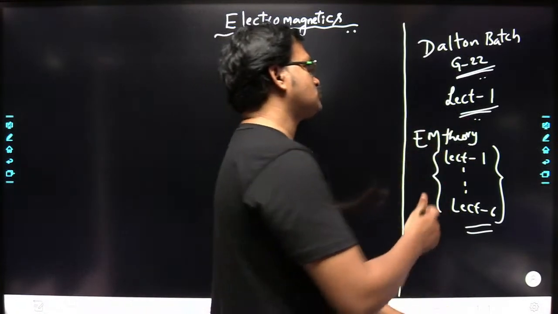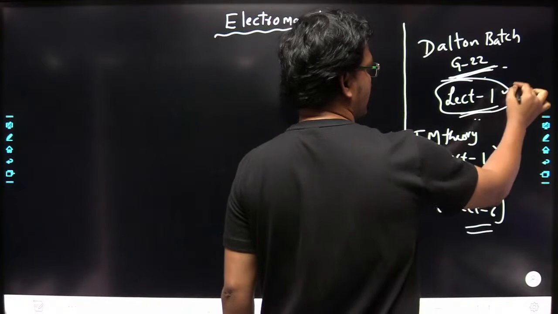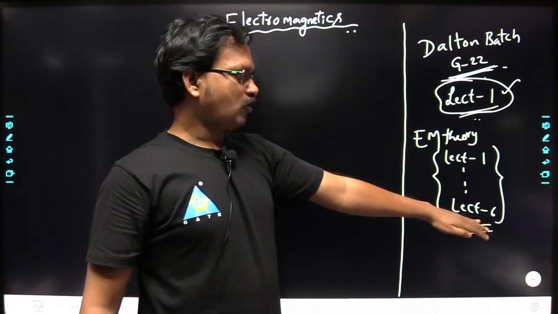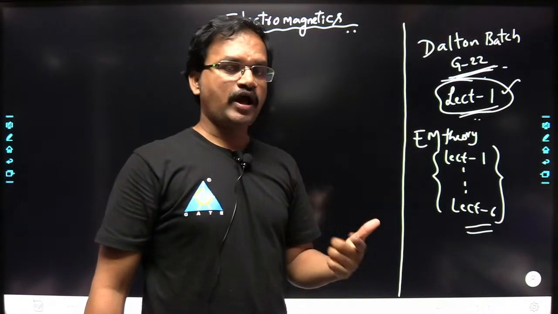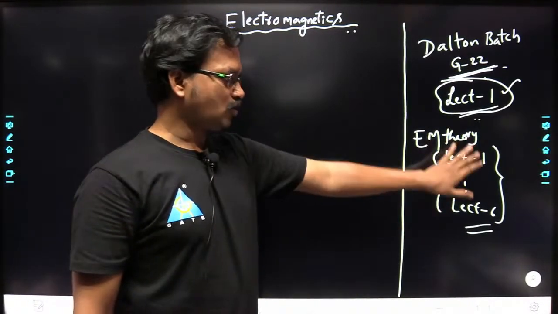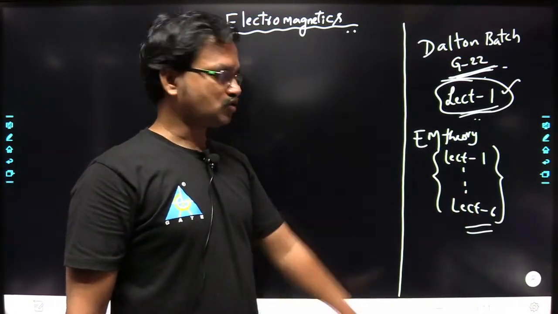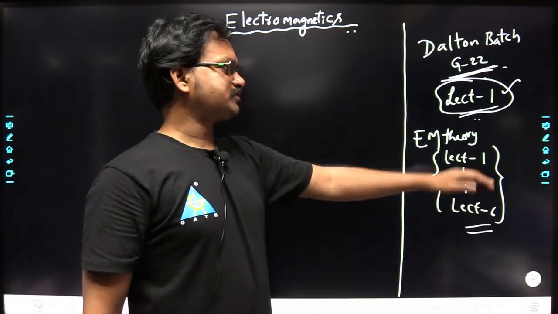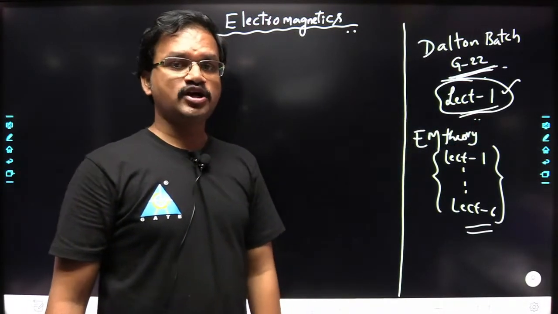From here onwards, for the Dalton batch for GATE 2022, I am going to start again from lecture 1. Coordinate systems are completed, so from here I am going to start the del operator. Today I am going to start the vector differential operator. If you want previous lectures, you can go through them; the basics of vectors and coordinate systems are covered. After these topics, we are starting a new topic today, that is the vector differential operator.